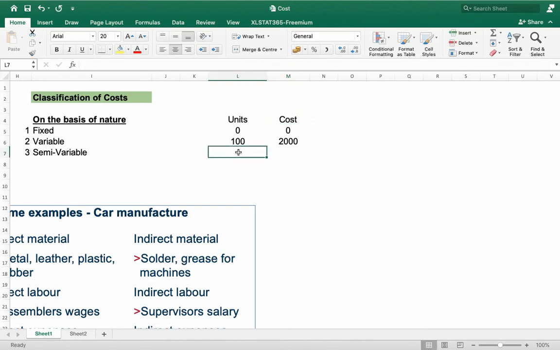Okay, now if you are producing 200, suppose double production is done, so variable cost will also become double. Suppose 300, then it will also move accordingly. Understood? So that is called variable cost.